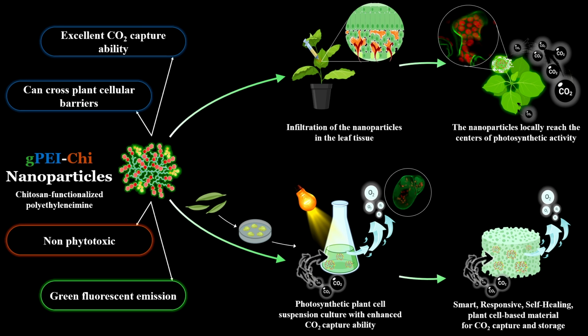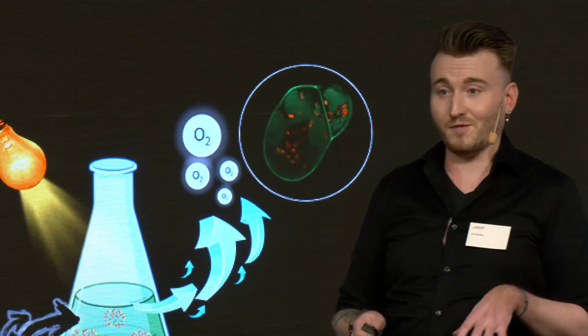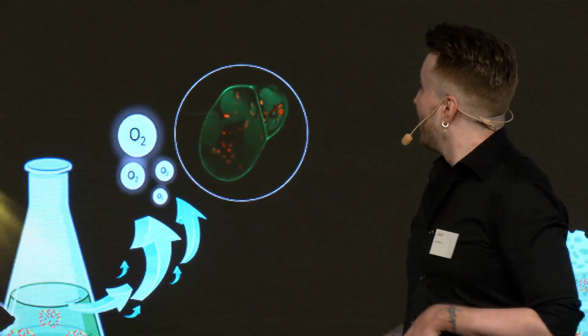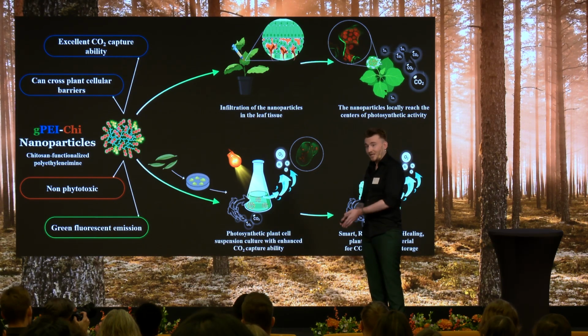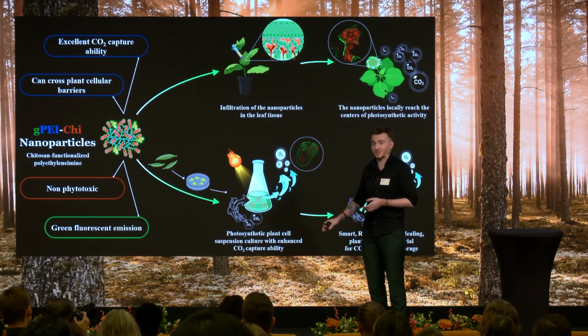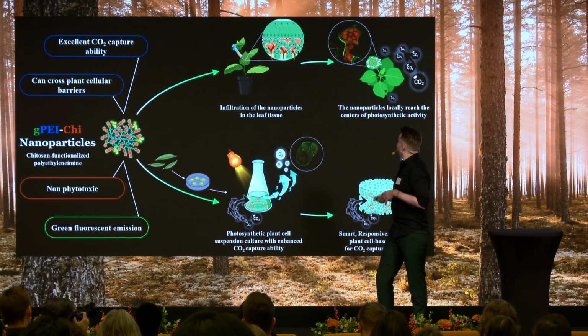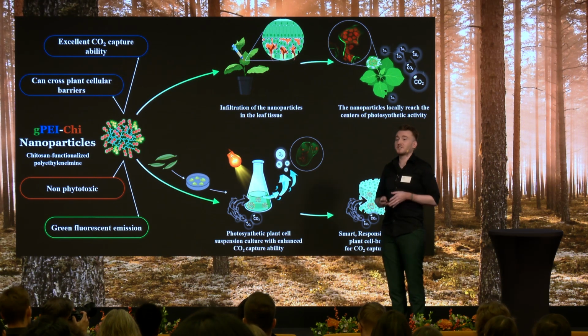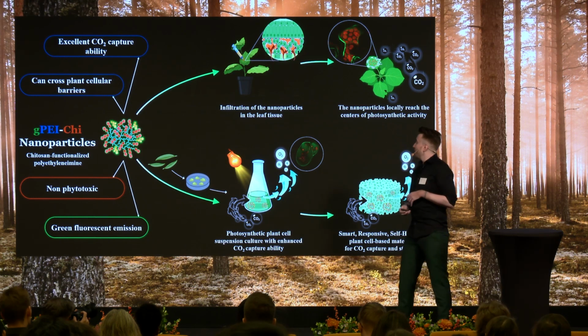And then we demonstrated that the nanoparticles not only can be infiltrated inside the plants safely without damaging the leaves, but they also localized everywhere inside the cells, and more specifically at the very location of the photosynthetic reaction centers, placing them perfectly for a CO2 concentrating mechanism inside the plant's cells.